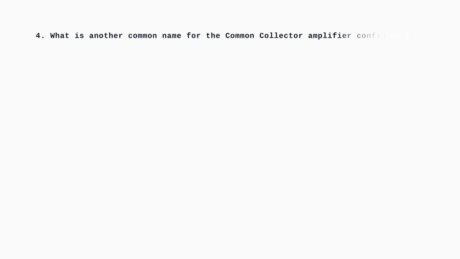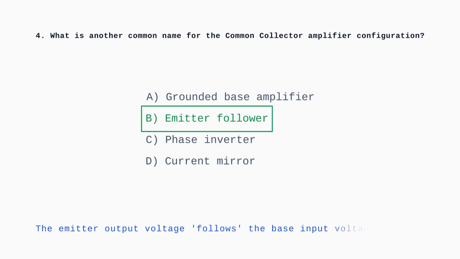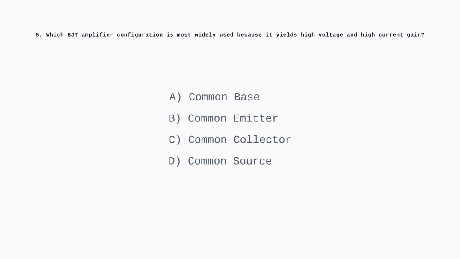Question 4. What is another common name for the common collector amplifier configuration? The common collector is widely called an emitter follower because the output voltage tracked at the emitter closely follows the input signal applied to the base. Question 5. Which BJT amplifier configuration is most widely used because it yields high voltage and high current gain?